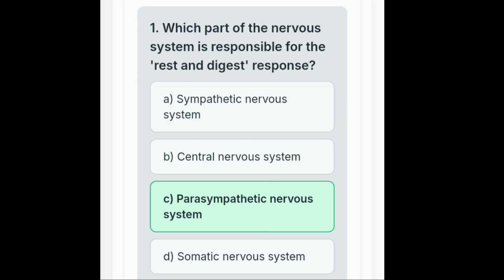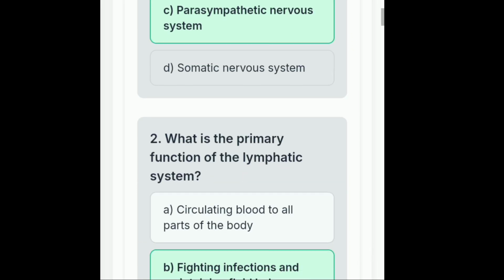Which part of the nervous system is responsible for the rest and digest response? Option A, sympathetic nervous system. Option B, central nervous system. Option C, parasympathetic nervous system. Option D, somatic nervous system. So the answer is C, parasympathetic nervous system.